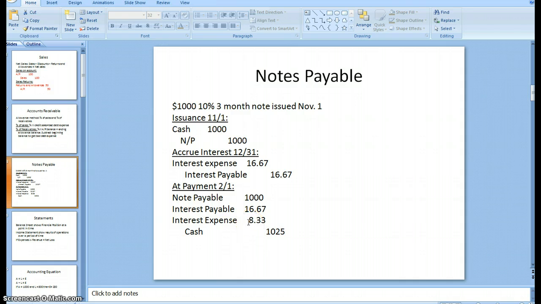Okay, and we get rid of the note payable by debiting. Remember, note payable is always at face. Then we have interest expense and interest payable because we have to get rid of this interest payable from the accrual, and then cash.